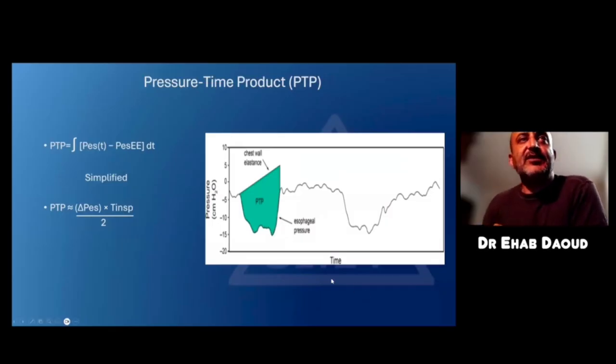Pressure time product is another way that gives you an objective way of estimating the patient effort, not the whole true effort. And again, it's basically that green area here. So it's a change of esophageal pressure multiplied by the time over 2.